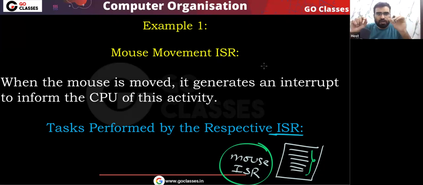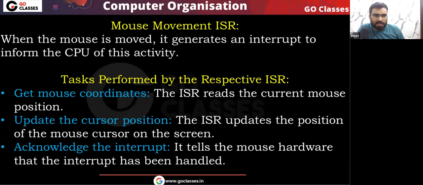Where is the mouse? Okay. Then on the screen, we will update the cursor of the mouse. Okay, yes or no? And then what we will do? Then we will send an acknowledgement to the mouse that your interrupt has been serviced. Yes or no? So these are the three things we will do. See, very simple. Read this. These are common sense. Nothing else.